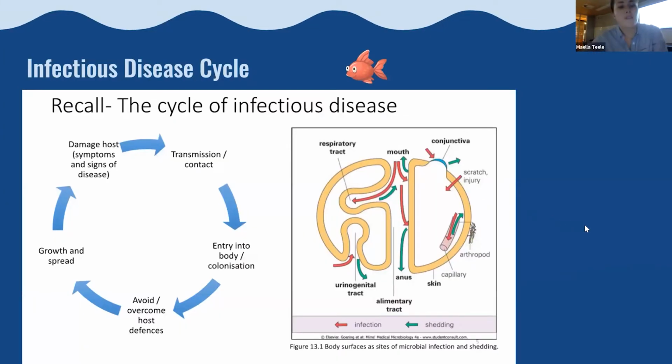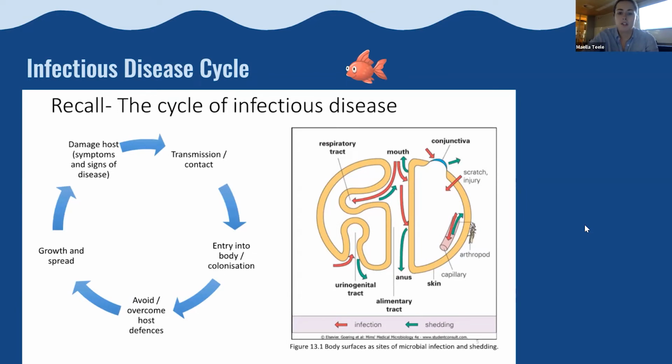Okay. Perfect. So you learned about this last semester. I'll just go through it again this semester quickly for you. So you've pretty much got your first step, which is transmission or contact. So that's how you get the pathogen. Then the pathogen enters into your body and colonizes. It manages to avoid or overcome your host defenses, and that's what I'll be talking about today. Growth and spread, and then damage to the host. So I'm going to be talking a little bit about these steps today. But first of all, I'll just start by reminding you about what our defenses are.